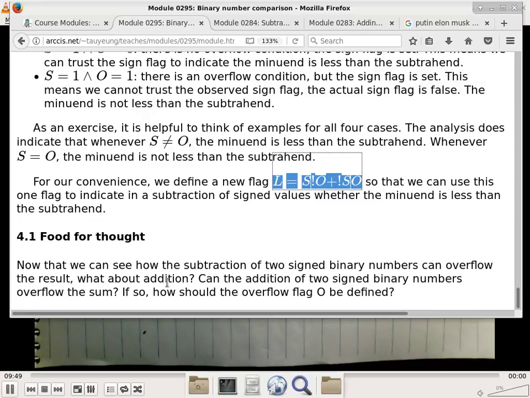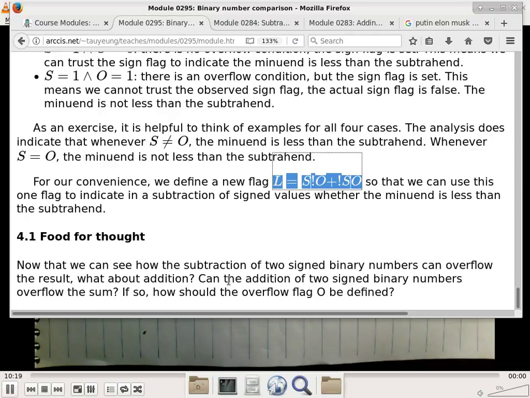Okay, and the answer is yes. Can the addition of 2 signed binary numbers overflow the sum? And if so, how should we define the overflow flag for addition? So the question is telling you that it's going to be different from the way we define it for subtraction. Because when you add 2 numbers, if you add a negative number to a negative number, the sum should be negative. But what if you get something that's non-negative? The sign doesn't make sense, right?